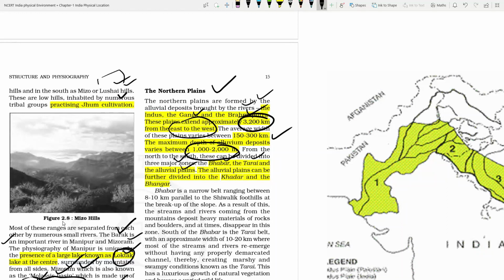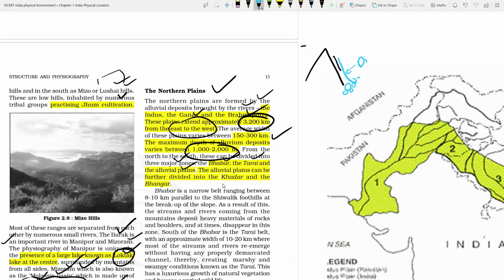What is Bhabar? Bhabar regions you might be knowing. Wherever the river is flowing, like this is the Shiwalik Himalayas, and from here if a river is flowing, just a minute, let me take the blue one. Yes, from here if the river is flowing, once it reaches the plain area, there many boulders and pebbles will be there. So here this river will disappear. Why? Because it is flowing from beneath the rocks and pebbles which are there.